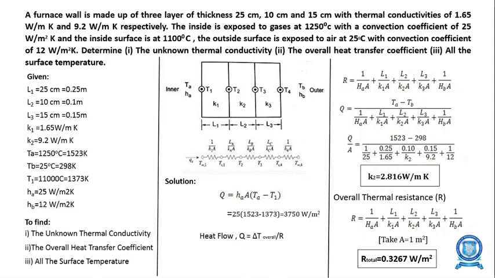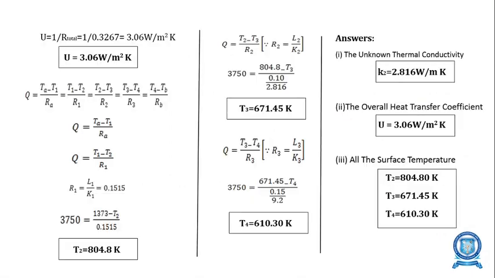The third question, all the surface temperatures. Here the surface temperature T1 is known, directly given in the problem as 1100 degrees centigrade. But we don't know the value of T2, T3 and T4. Here our aim is to find the value of T2, T3 and T4. For that, we are dividing the thermal network, that is Q, the heat flow Q is equal to TA minus T1 divided by RA, that represents the convection heat transfer Q.